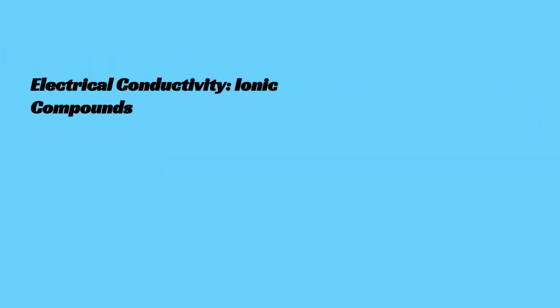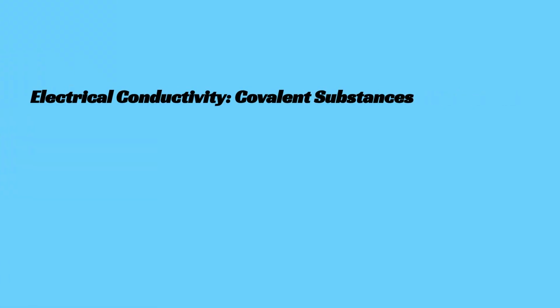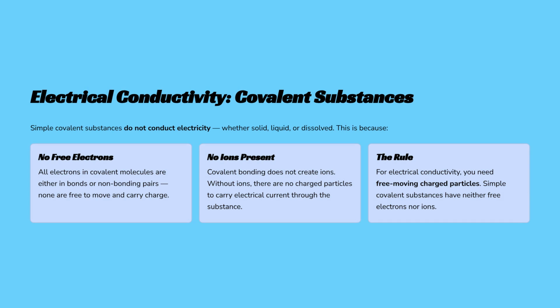Ionic compounds do not conduct electricity in their solid state because the ions are fixed in the lattice. However, when melted or dissolved, the ions are free to move and carry charge, allowing the compound to conduct electricity. Simple covalent substances do not conduct electricity in any state because they have neither free electrons nor free-moving ions. The rule is simple: electrical conductivity requires free-moving charged particles.